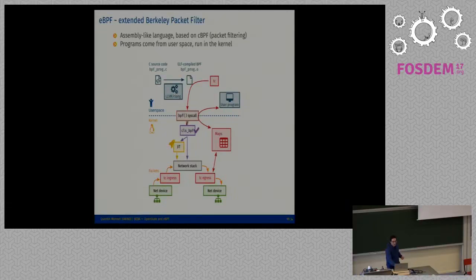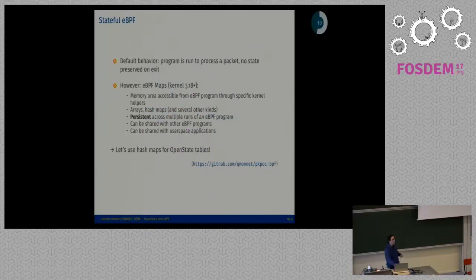So I'm using TC hooks to attach programs inside the kernel. I can compile my program from a C subset of code, and I can also communicate with user programs through maps. And that will be very important, because by default, when the BPF program runs, it processes a packet, and then once it's finished, we lose everything about its state. It's discarded, and when the next packet arrives, we start anew with nothing.